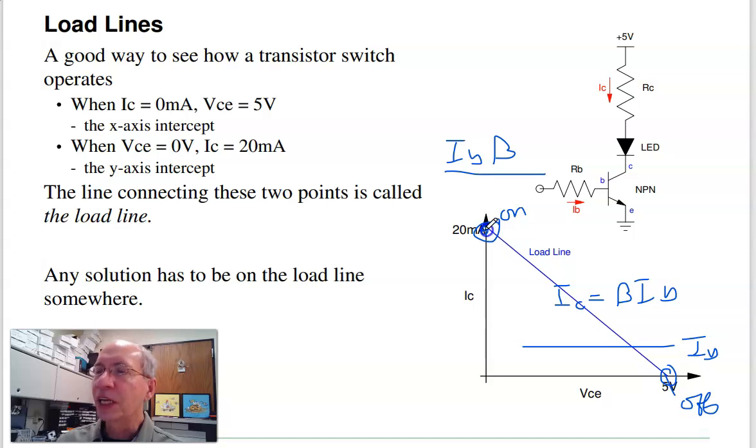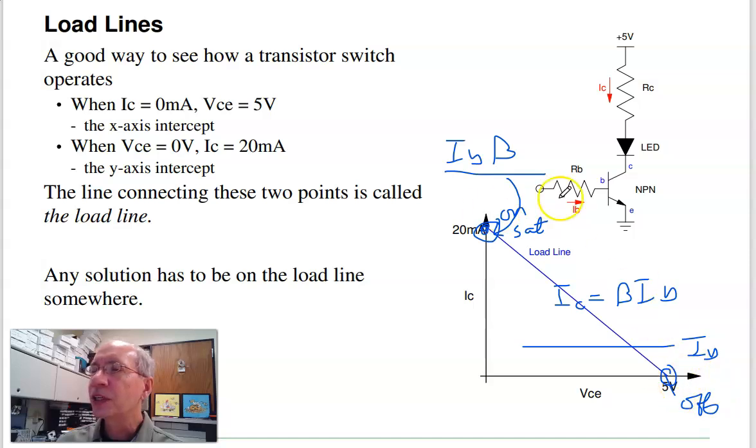I can't go bigger than 20. The voltage can't go negative because if it did, I'd be producing energy. I can't even quite get to 20 milliamps. I'm going to saturate at this point. That's where you saturate. That's the on point. So I really want to operate at 2 points, either on or off.